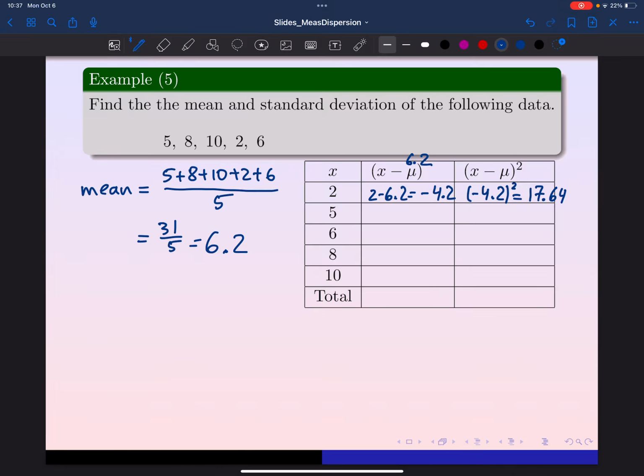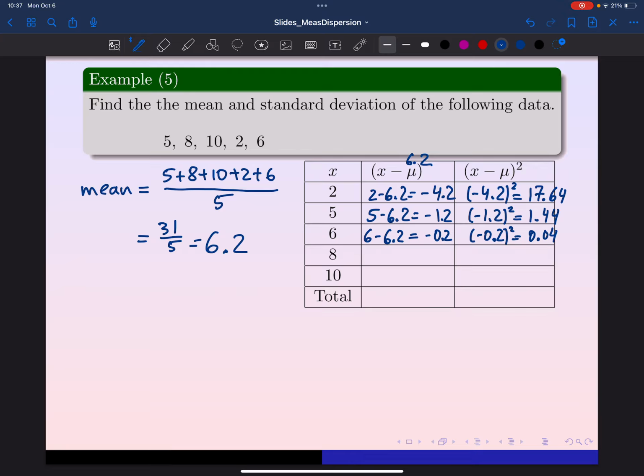We do the same with the second data. So this is 5. I think we put them in order. So this is the data, 2, 2, 5, and so on. So now we proceed with all of them. 5 minus 6.2 gives me negative 1.2. Now we square negative 1.2. So this gives me 1.44. And the same, 6 minus 6.2 gives me minus 0.2. Minus 0.2 squared is 0.04.